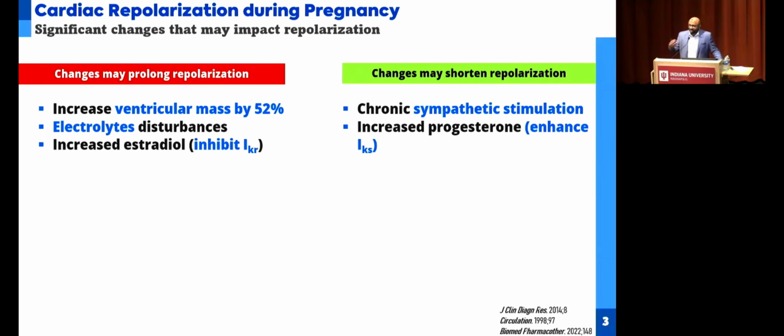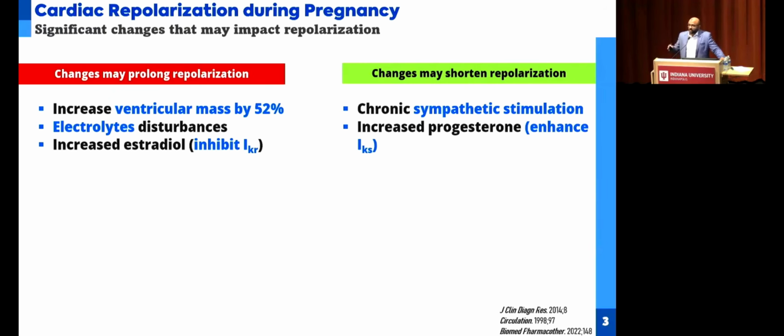When we looked at the physiology of the cardiac changes that happen during pregnancy, we found that there are some changes that may prolong repolarization, and on the other side, changes that may shorten it. For example, the ventricular muscle is thickened by about 50%. Also, there are some electrolyte disturbances later in pregnancy, and estradiol is increased significantly during pregnancy, and it is well known that it inhibits HERG, which may lead to prolongation.